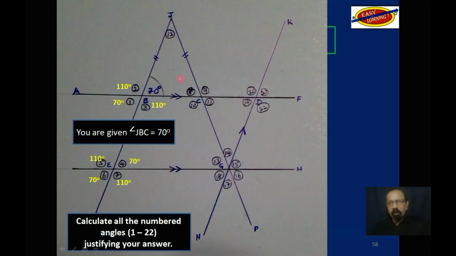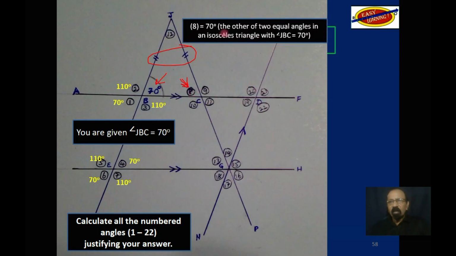Now we go to 8. It's a little difficult unless you recognize that that makes this an isosceles triangle, which means that if that is 70, so is this. If you recognize that as an isosceles triangle, then 8 is fairly easy. 8 is 70 degrees. It's the other of 2 equal angles in an isosceles triangle. So that is 70 degrees.